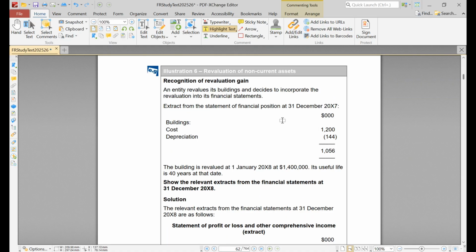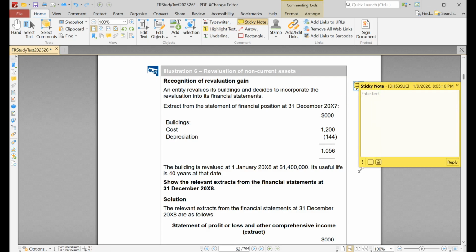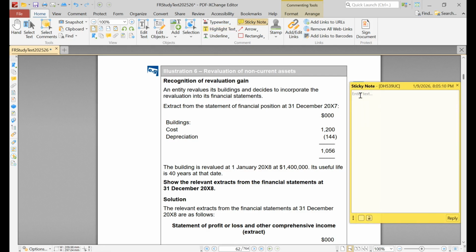Now, this is a question. An entity revalues its building and decides to incorporate the revaluation into financial statements. Extract from the statement of financial position at 31st December 20x7: buildings, the cost is 1200, depreciation is 144.